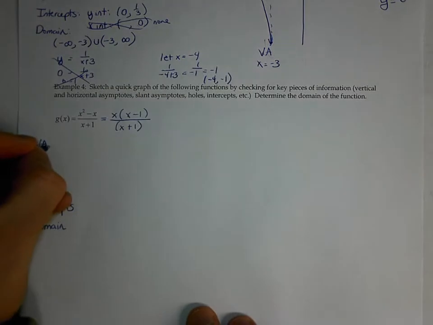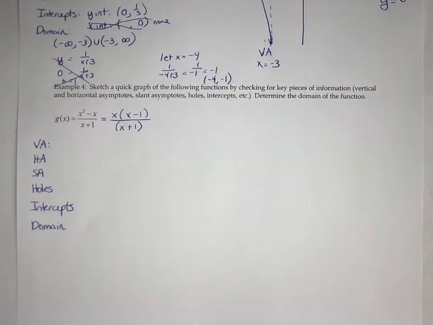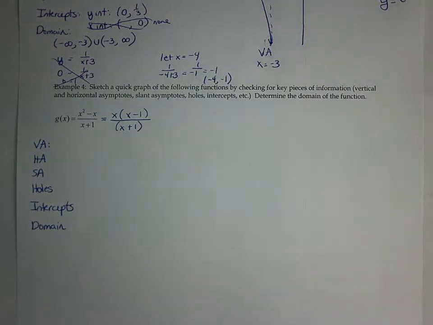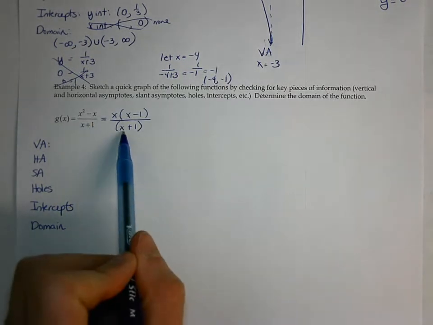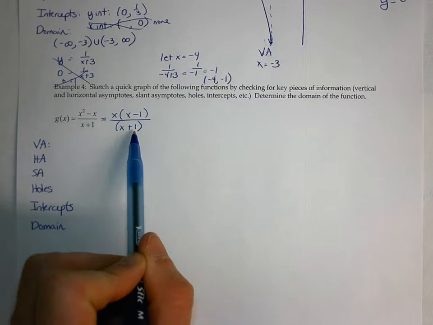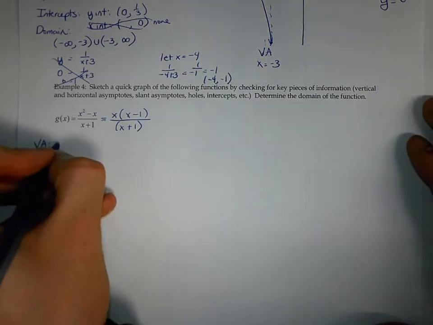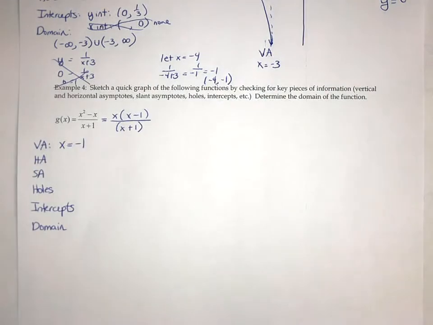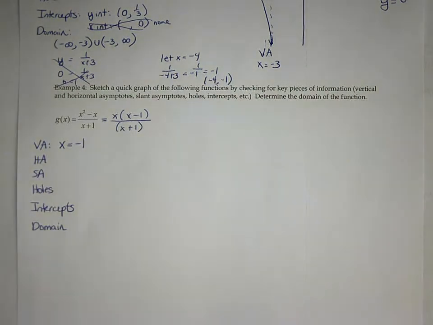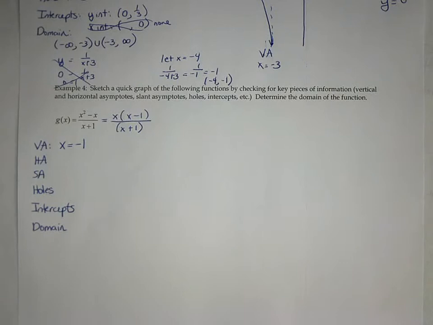So first thing, vertical asymptote. Vertical asymptotes are when the denominator goes to 0 and the factor does not cancel out. And we can see right here this x plus 1 factor does not cancel out. So that means x cannot equal negative 1. So my vertical asymptote is going to be at x equals negative 1. That's what makes that denominator go to 0.